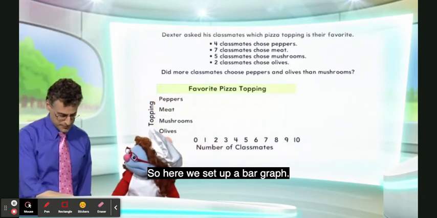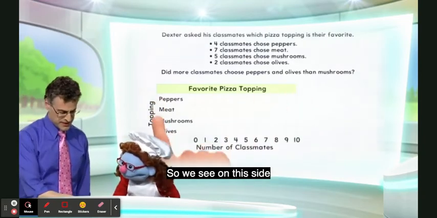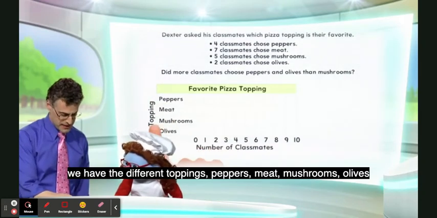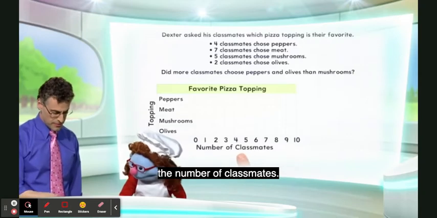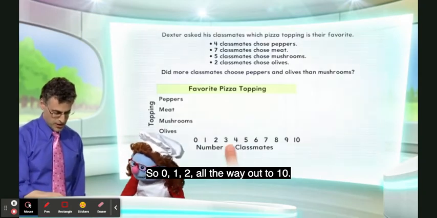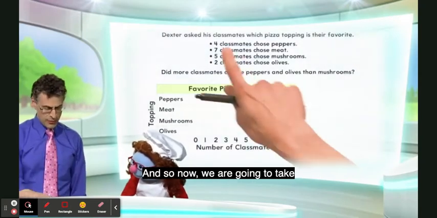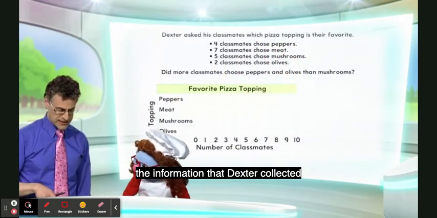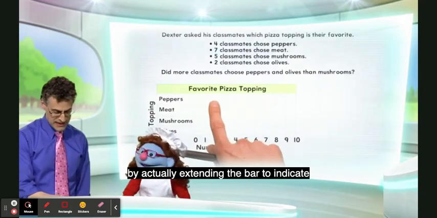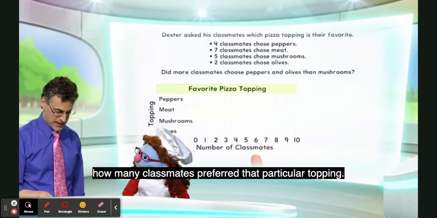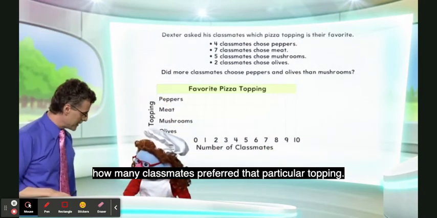So here we set up a bar graph. On this side we have the different toppings: peppers, meat, mushroom, olives. And here the scale is going to represent the number of classmates, so 0, 1, 2, all the way out to 10. Now we're going to take the information that Dexter collected and record it on the bar graph by extending the bar to indicate how many classmates preferred that particular topping.